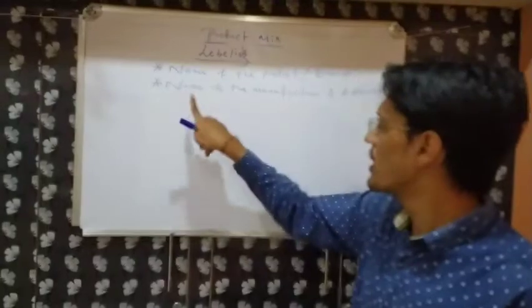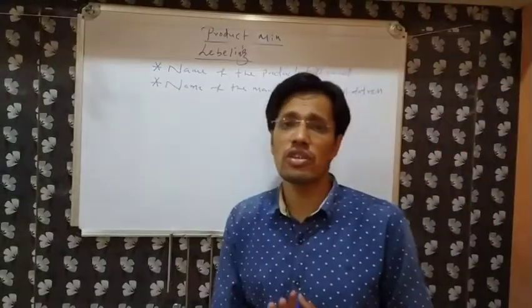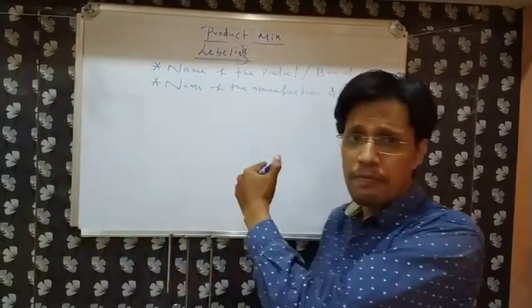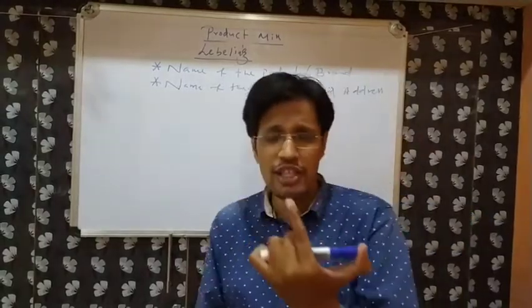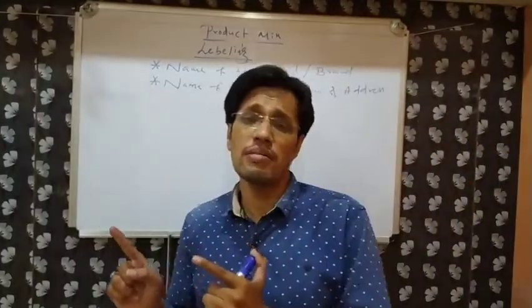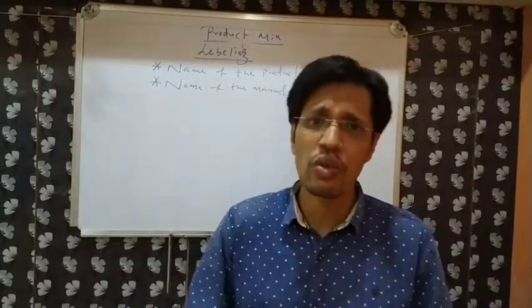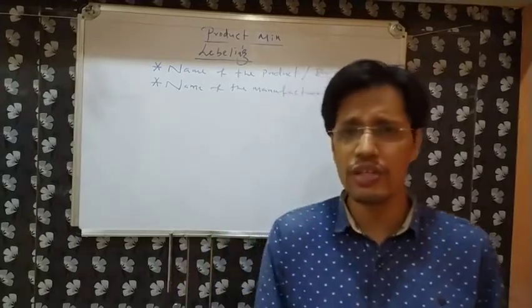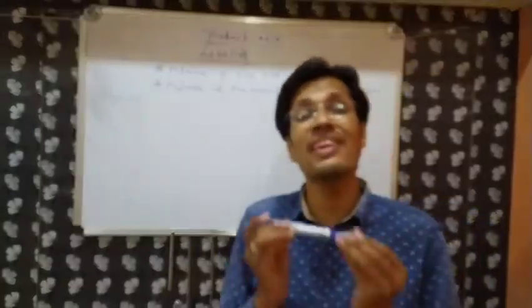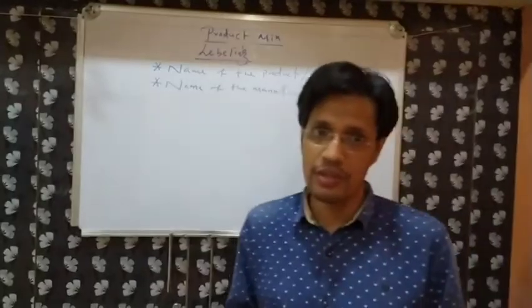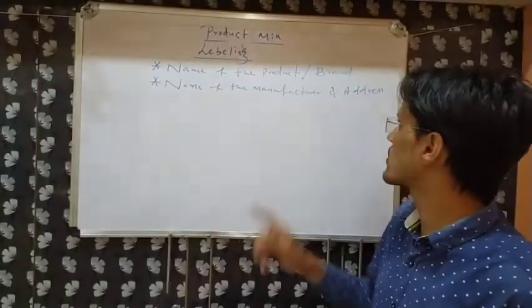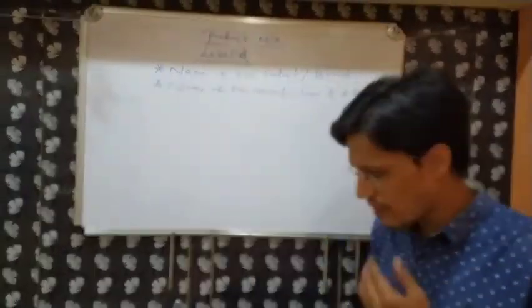Understand? So the name of the manufacturer and the address of the manufacturer. That means where the administrative office has been set up, where this particular product has been manufactured, in which factory it is manufactured. With total detail: the company's name, address, PIN code, website address, email ID, phone number, fax number, everything has to be properly and clearly mentioned on the product, either on the primary packet or the secondary packet. Understand?